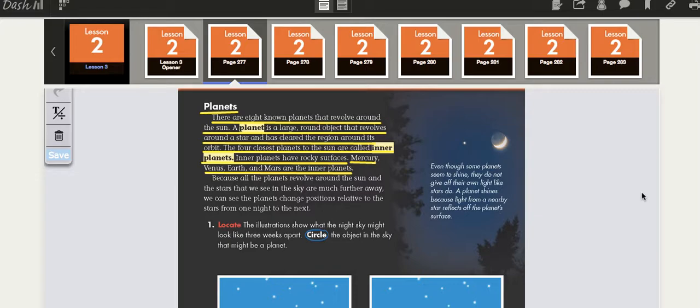The 4 closest planets to the Sun are called the inner planets. That's why they are called the inner planets, because if we start counting the 8 planets, starting from the nearest one to the Sun, we can find that we have 4 planets that are the nearest to the Sun and 4 planets that are far away from the Sun. So the 4 planets that are near the Sun are called the inner planets, and the 4 that are far from the Sun are called the 4 outer planets.